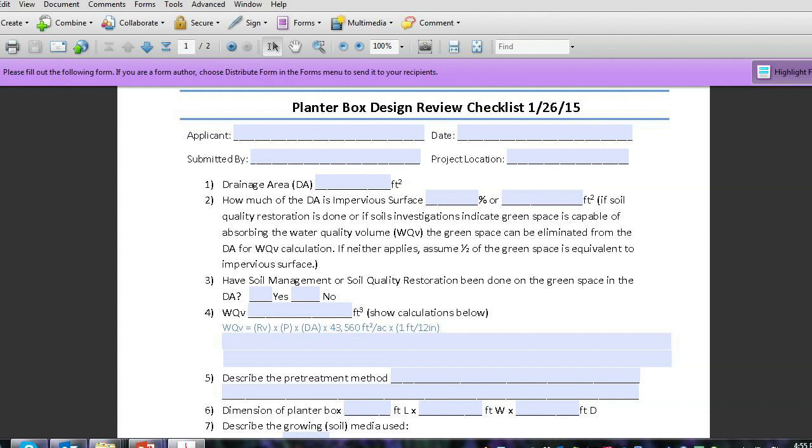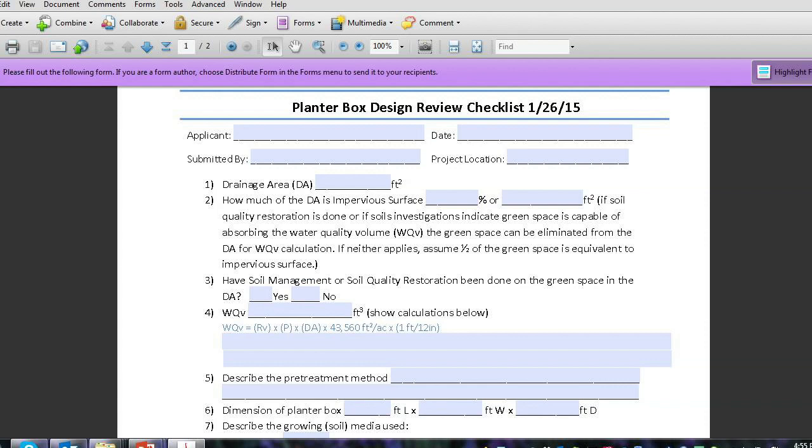So for these, you're going to be collecting the same information as you would for the other practices. You want to input the dimensions of the planter box. Describe the soil media. There are some proprietary products out there, and it goes as far as proprietary. It's not just the container itself, but also the media. So be aware of that. You would want to get specifications and detailed information on that.